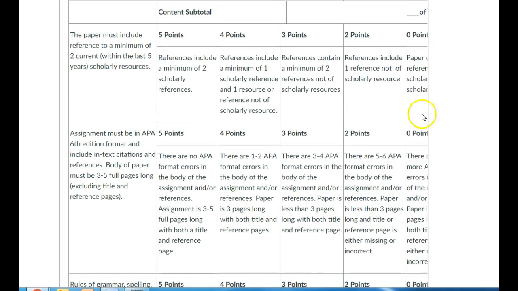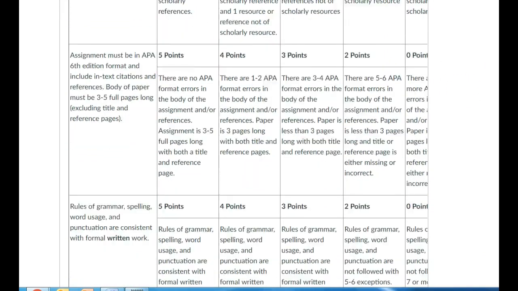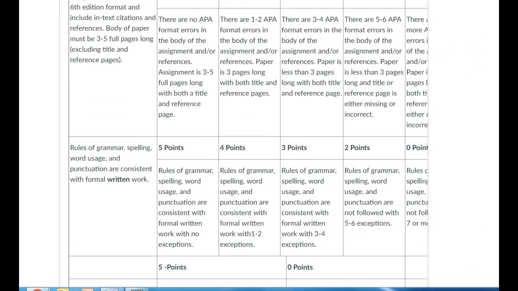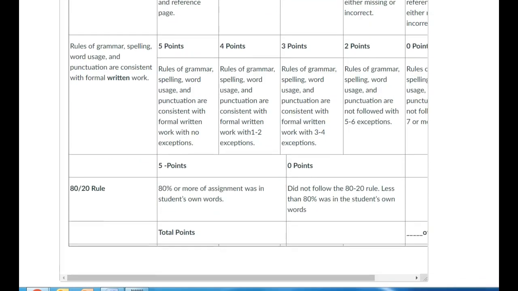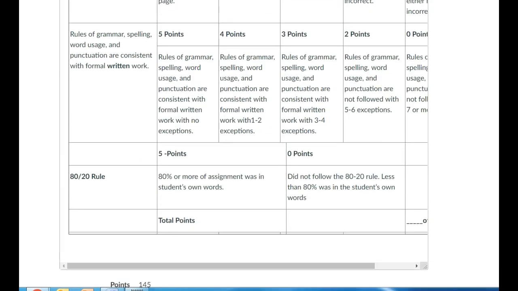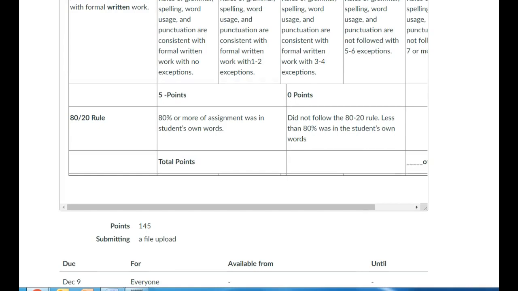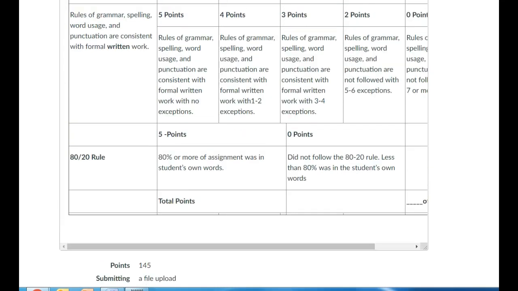And then you need to have 2 scholarly references, APA format. That would be mostly in your references and in your citations. Check for grammar and spelling. And it has to be in your own words.